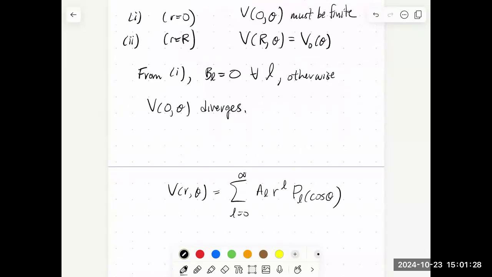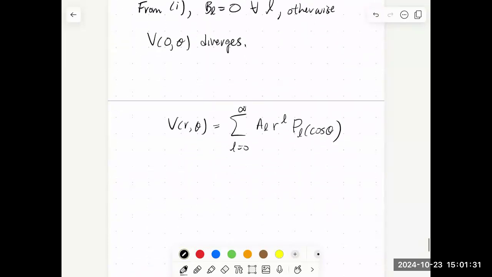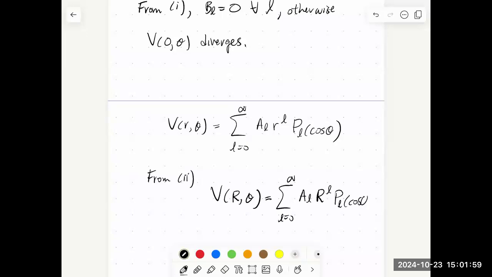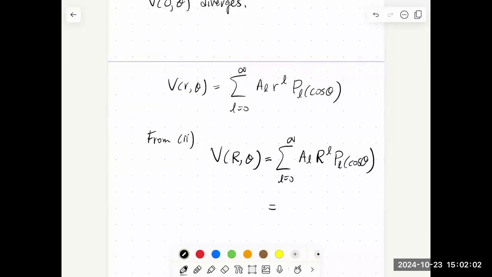All right. So next we have to think about boundary condition 2. So from 2, what do we require? On the surface of the sphere, we're going to end up with an AL, and the only thing that changes is on the surface, our radius is equal to capital R. So, okay, so we have a capital R here, PL cos theta, and we need that to be equal to V0 of theta.